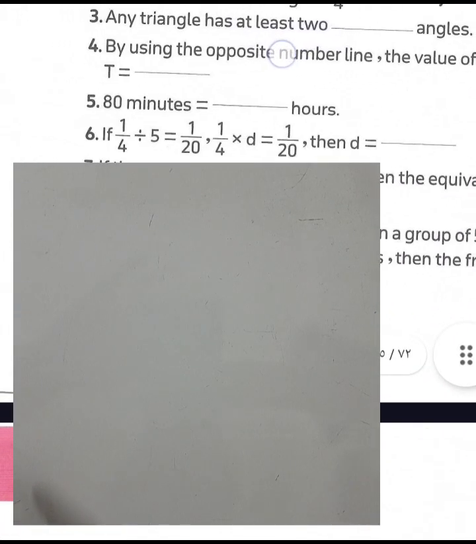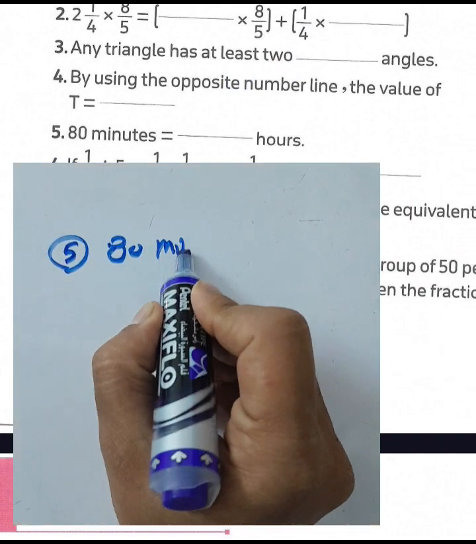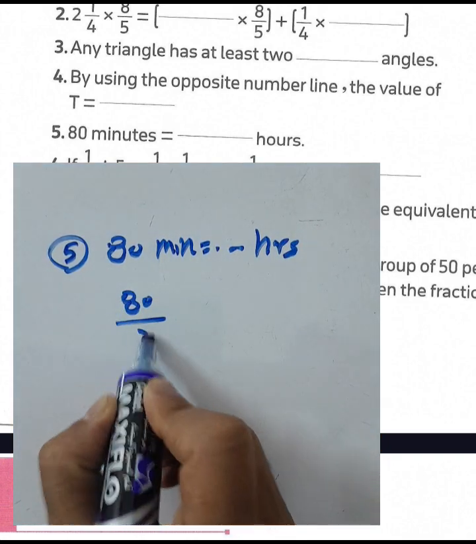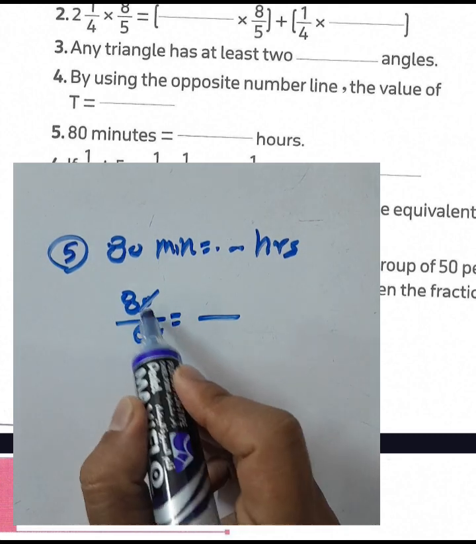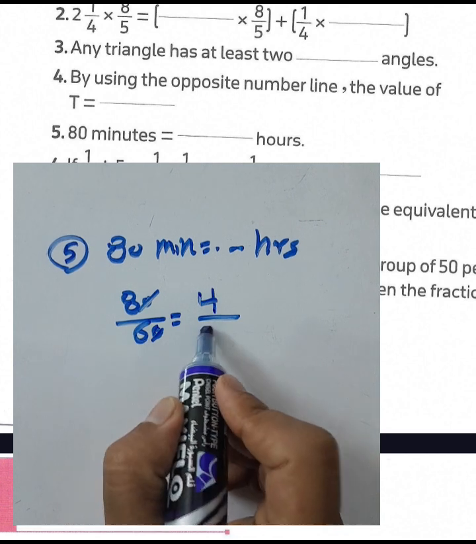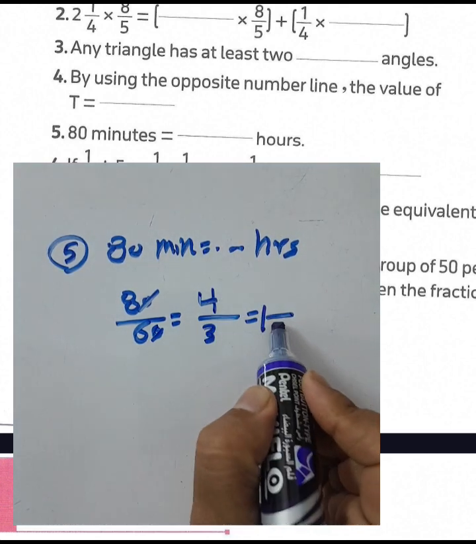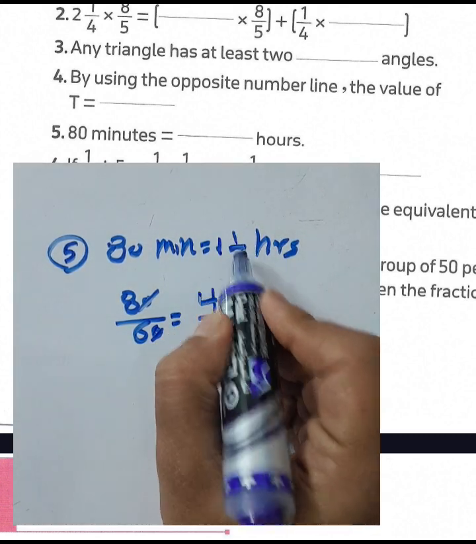Next question. 80 minutes equals how many hours? We can convert from minutes to hours by dividing by 60. Dividing by 60, you can cancel 0 by 0, and 8 divided by 2 equals 4. 6 divided by 2 equals 3, and then convert from a proper to a mixed number. Write 1 here. 4 divided by 3 equals 1, and the remainder is 1. Then the result will be 1 1/3.